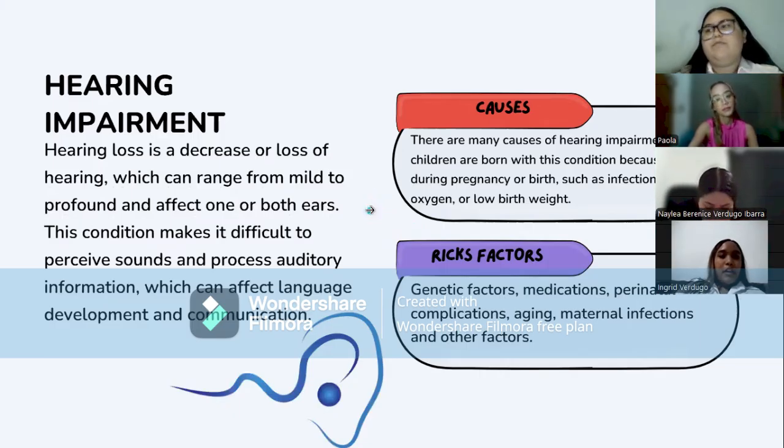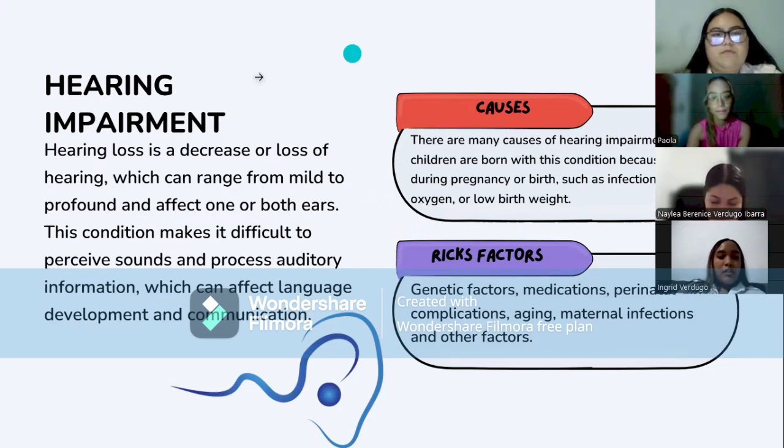Hearing impairment. Hearing loss is a decrease or loss of hearing, which can range from mild to profound and affect one or both ears. This condition makes it difficult to perceive sounds and process auditory information, which can affect language development and communication. Causes. There are many causes of hearing impairment. Some children are born with this condition because of problems during pregnancy or birth, such as infection, lack of oxygen, or low birth weight. Risk factors: genetic factors, medication, parental complication, aging, maternal infection, and other factors.